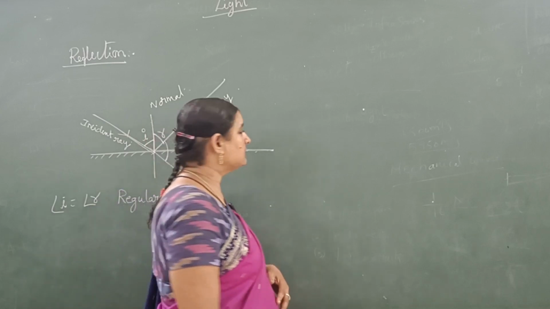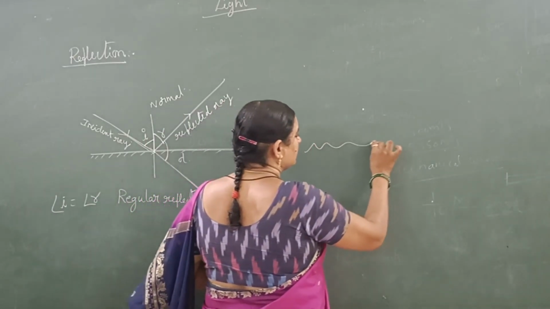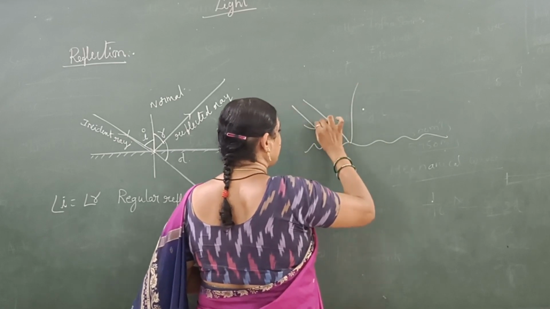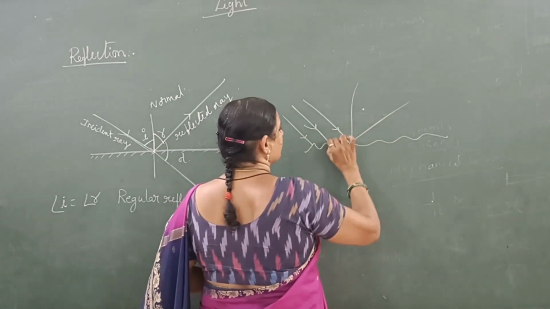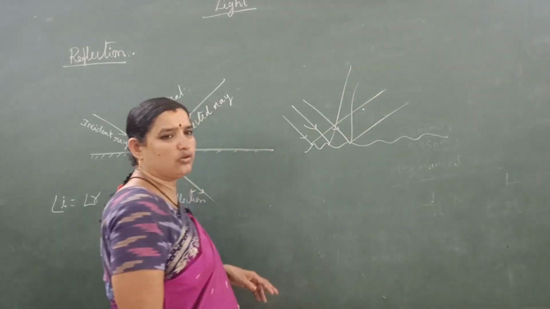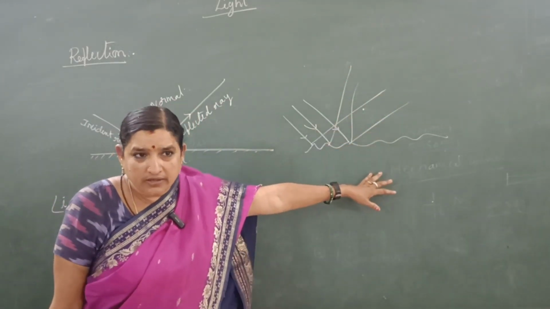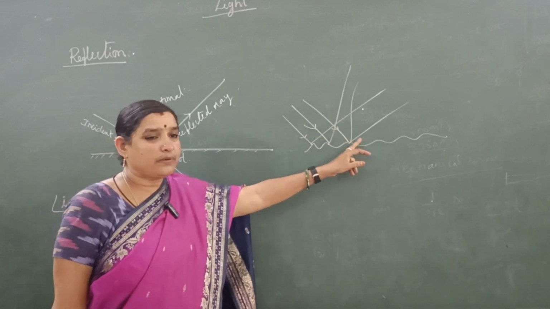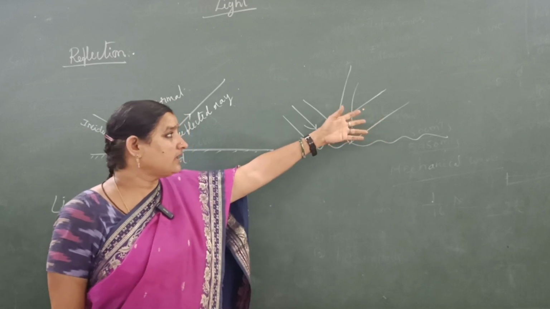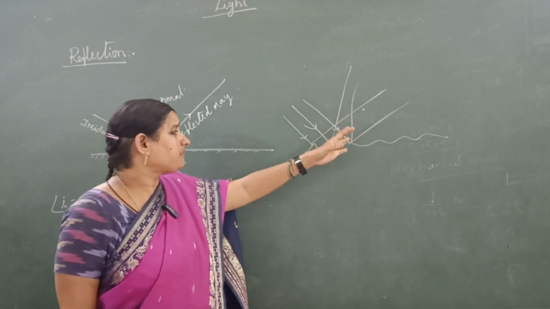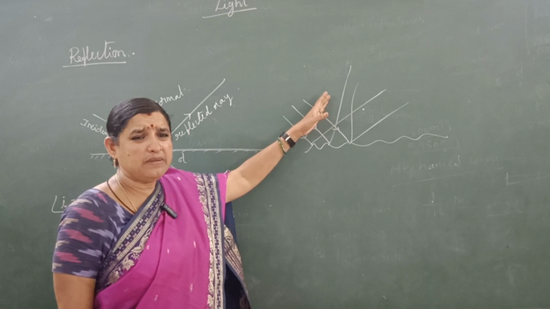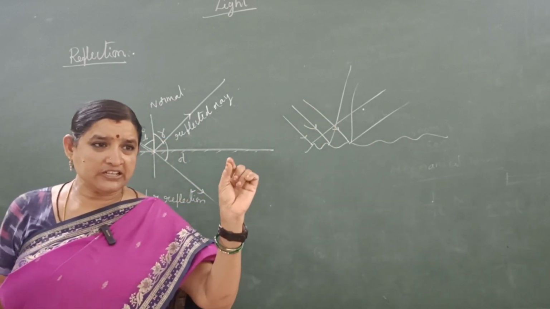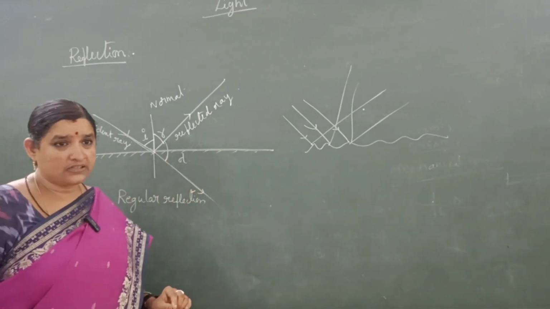Suppose we look at irregular reflection. This is the surface, and light rays fall on it. What could be the reflected rays? They do not follow any particular order. In irregular reflection, they do not follow any particular order, so you cannot get a clear image. Irregular reflection means the reflection takes place in a rough surface. Reflection that takes place in a rough surface is called irregular reflection.